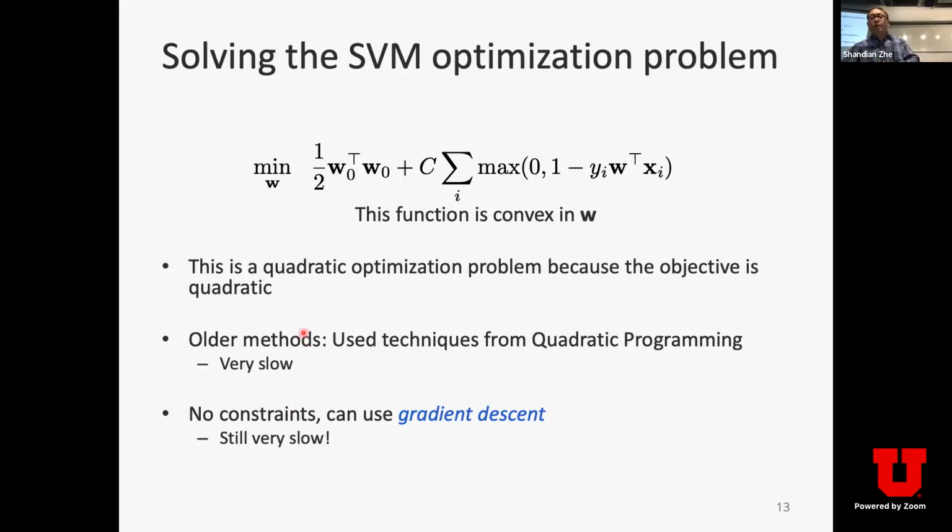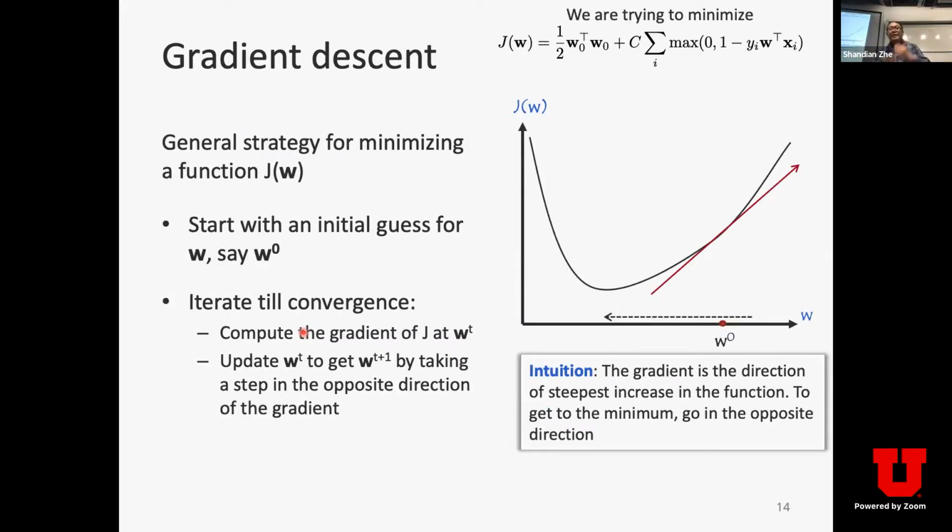So now let us quickly review gradient descent. Gradient descent means that you want to minimize an arbitrary objective function. You start with some initial guess of your model parameters W, say W0. Then you iterate until convergence. In each step, you compute the gradient of your objective function at the current model parameters. Then you update the model parameters by taking a step in the opposite direction of the gradient.